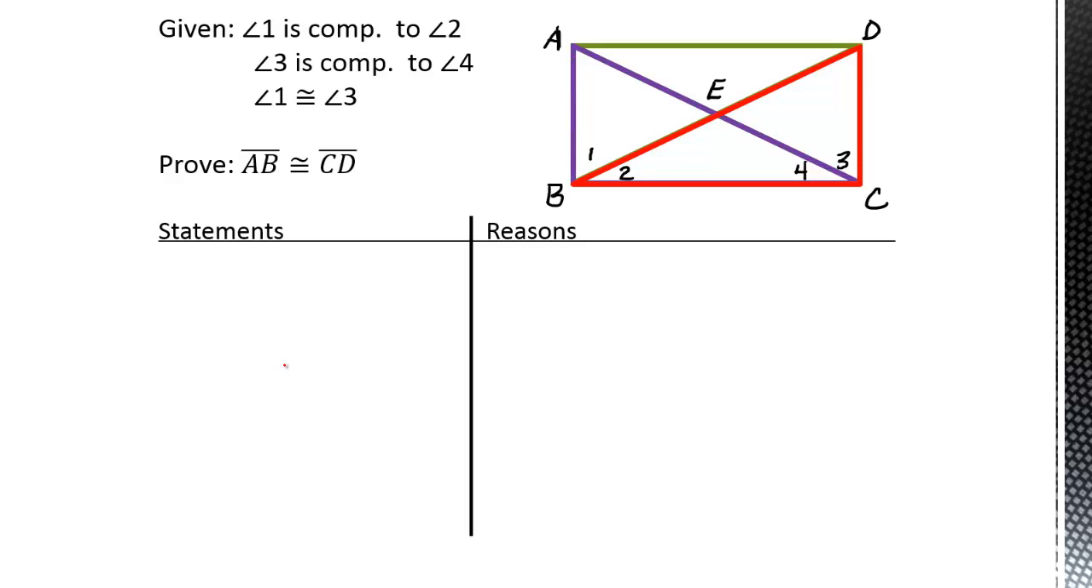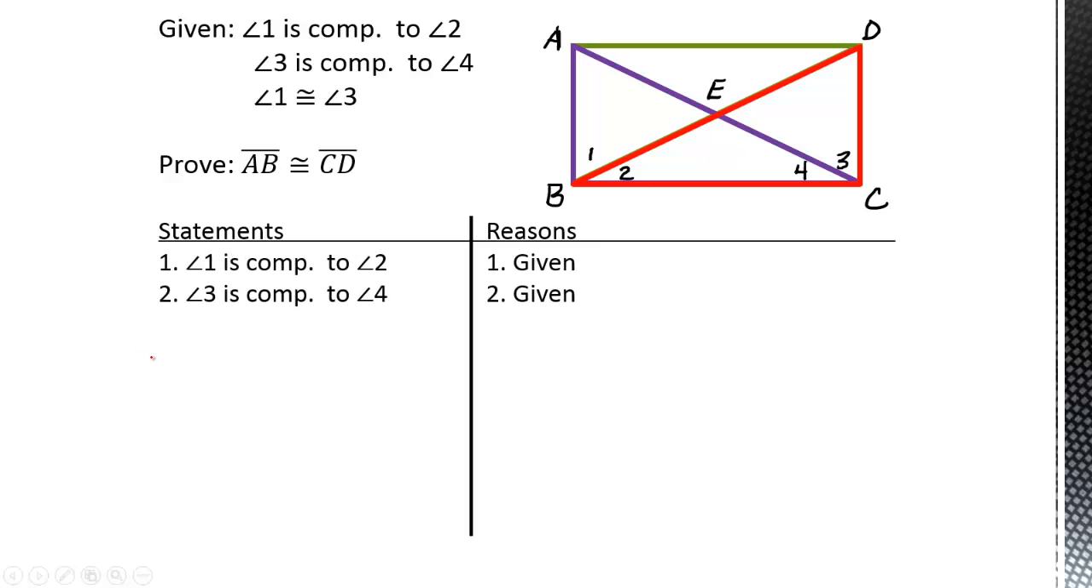We have our givens. These are probably going to be the best 2 triangles to use before we even get into that. We've got ABC and DCB. So we're going to go ahead and start with those. We'll list our givens. All right. So we know that angle 1 is congruent to angle 3. We know that 1 is complementary to 2 and 3 is complementary to 4. How does that help us out?